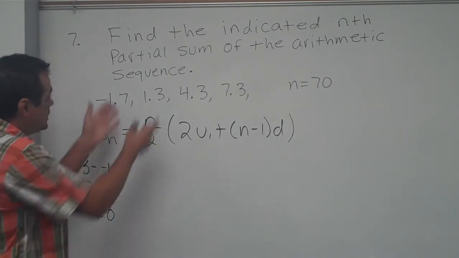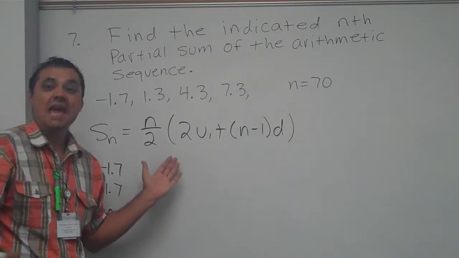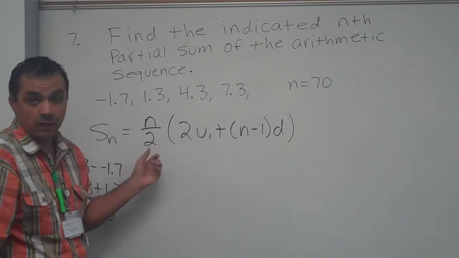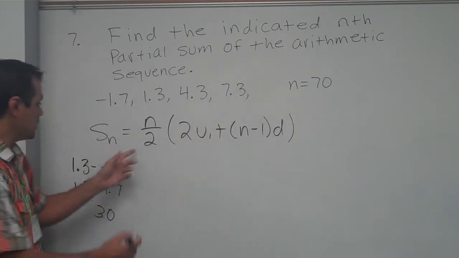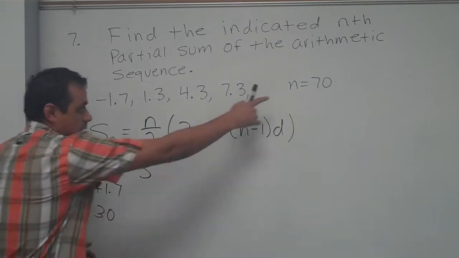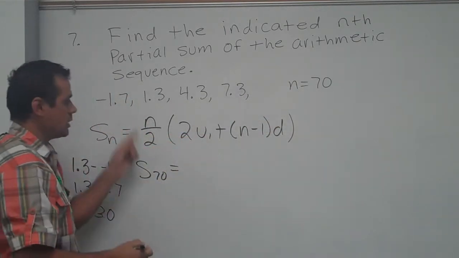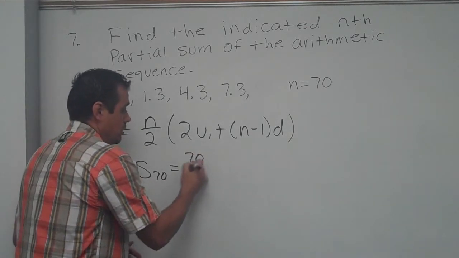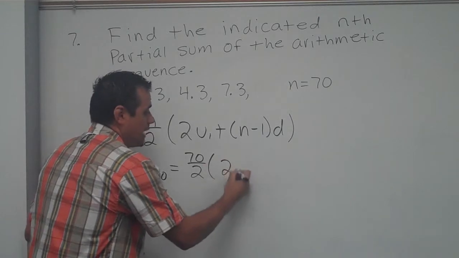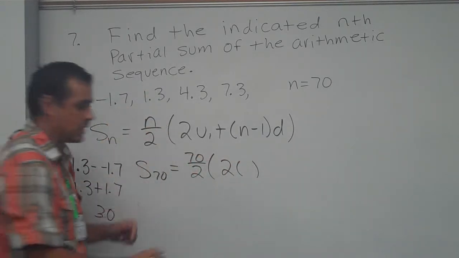Now let's take our information, plug it in, and boom, we're done. This is an excellent choice to do this problem because when we do it the second way, I'll show you and you'll know why. So let's plug it in. We want S for 70 terms. So S of 70 equals, how many terms do we have? Well, we have 70. 70 over 2 times twice my first term. My first term is negative 1.7, so we plug it in.